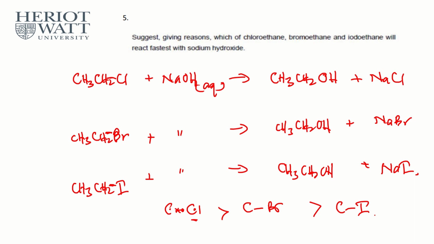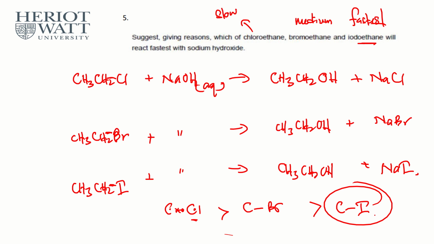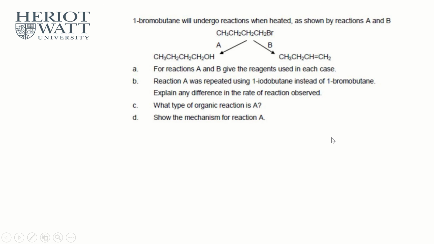And which one is the fastest? The fastest will be the one with the weakest bond. So C-I or iodoethane is the fastest. This is in between, the medium speed, and this is the slowest. You see that? So you explain in terms of bond energy. The C-Cl bond is the strongest, therefore it's the slowest. C-I is the fastest because it has the weakest bond energy. That's about it for number 5.